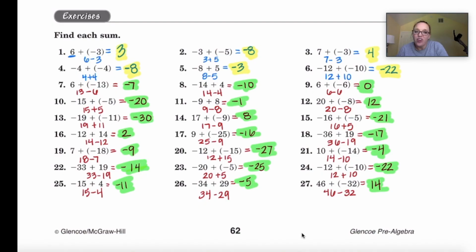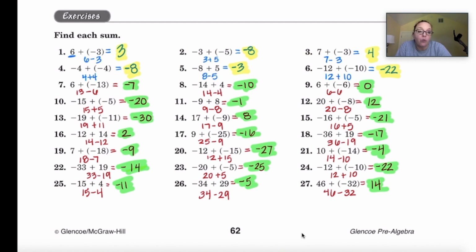Okay, now that you're back, you should be checking the answers to problems 7 through 27. I have gone through, I have shown work for my thought process for each one, and I highlighted the final answers.